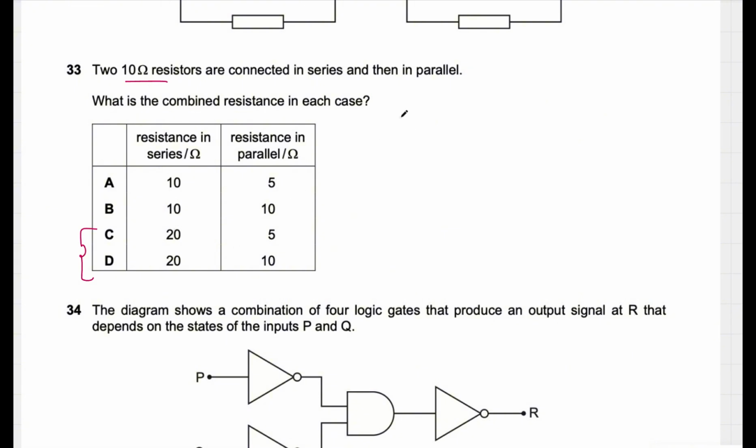Now for parallel, it's product over sum. That's 10 times 10 over 10 plus 10. Or 1 over 10 plus 1 over 10, you can do it that way if you want to do the fraction. Then this becomes 100 divided by 20, which gives 5. So the answer will be the one that has 5, which is C. So our answer to question 33 is C. Now let's go to question 34.